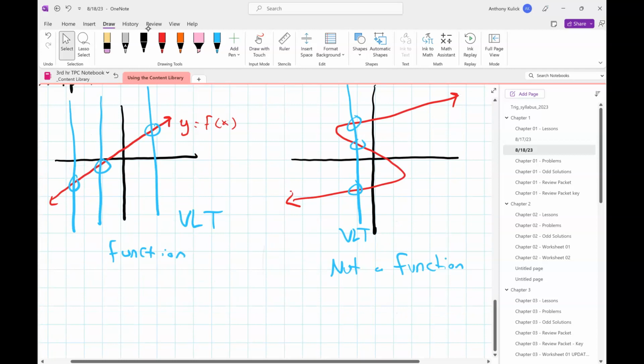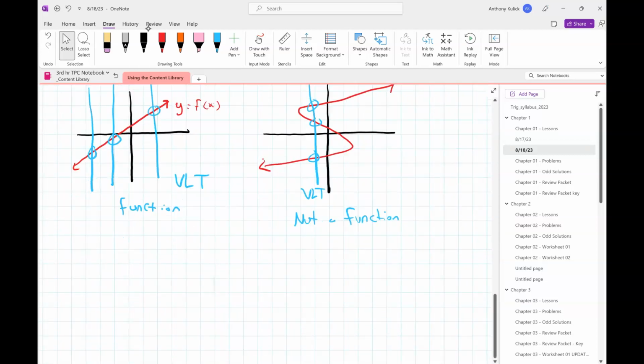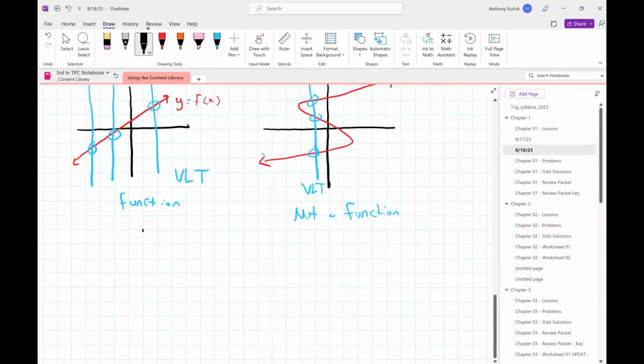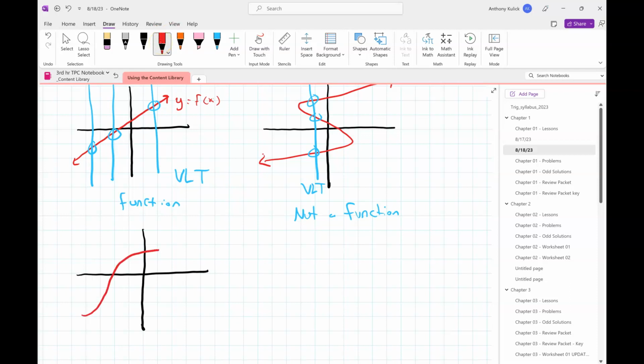What's the trickiest thing Mr. Kulik could do to try to fool you with a graph? Well, I could do something like, what does it mean when there's a little open circle on a graph?